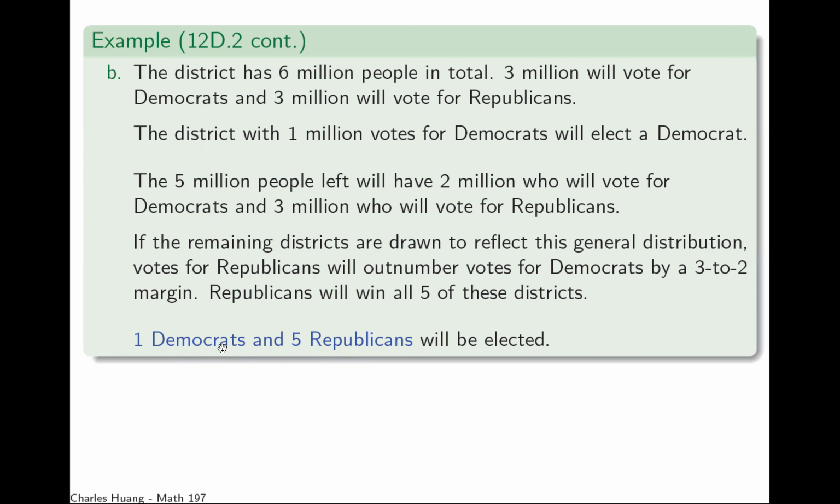So in gerrymandering, what we'll want to do is concentrate the vote for one party in a few districts so that they can win those districts. But that's okay, we don't care. In all the other electoral districts, our party will have a little bit more than the other party, and we can win safely in those electoral districts.